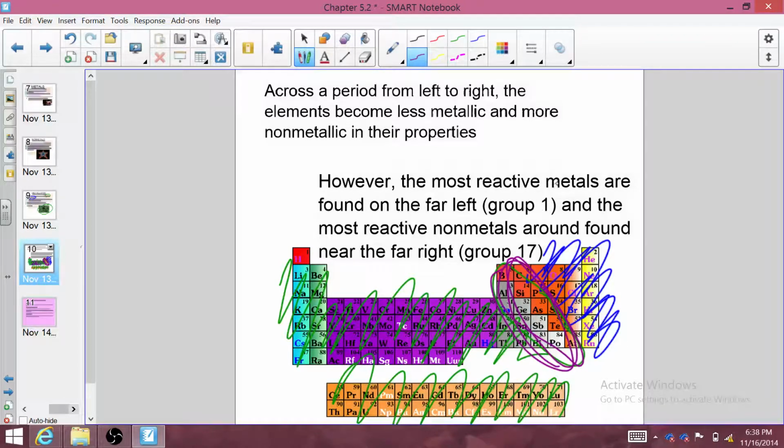But it's interesting because the most reactive metals are found way, way, way over here in group 1, the very first group, way over on the left. But the most reactive nonmetals are found way on the opposite side, in the second to last group, way over here on the right. Now, we're going to talk more about why this is. It has something to do with valence electrons and the outer levels of electrons. But just know for now that metals are on the left, nonmetals are on the right, and when you go to the extreme ends of those, that's where the most reactivity occurs.